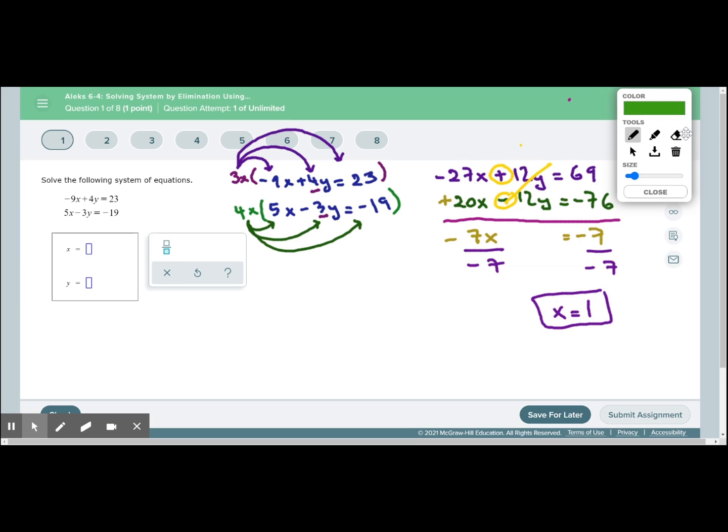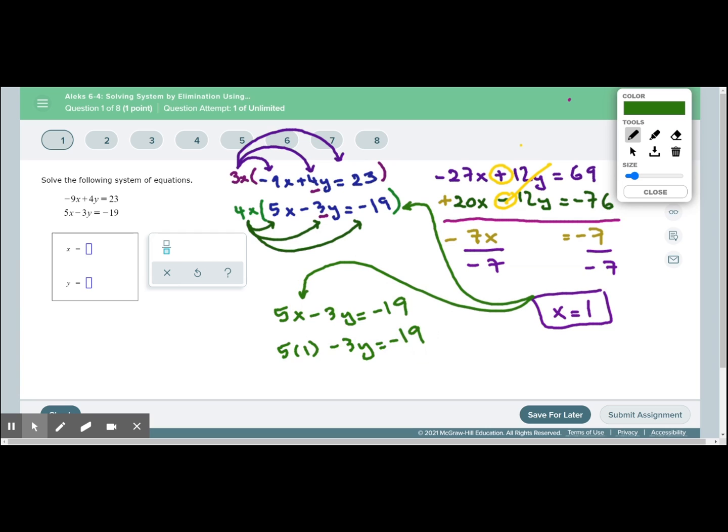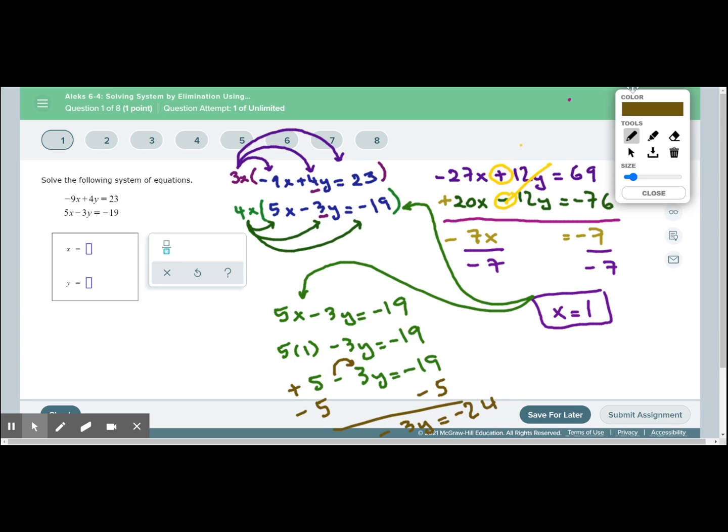Now to solve for y, you plug it into either the first equation or the second equation. It doesn't matter which one you plug in. Let's say I plug into the second one. 5x minus 3y equals negative 19, and we know x is 1. So 5 times 1 minus 3y equals negative 19. 5 times 1 is 5, minus 3y equals negative 19. Then to get y by itself, we subtract 5, because the 5 itself is positive 5 and this negative belongs to the 3. So negative 3y equals negative 24.